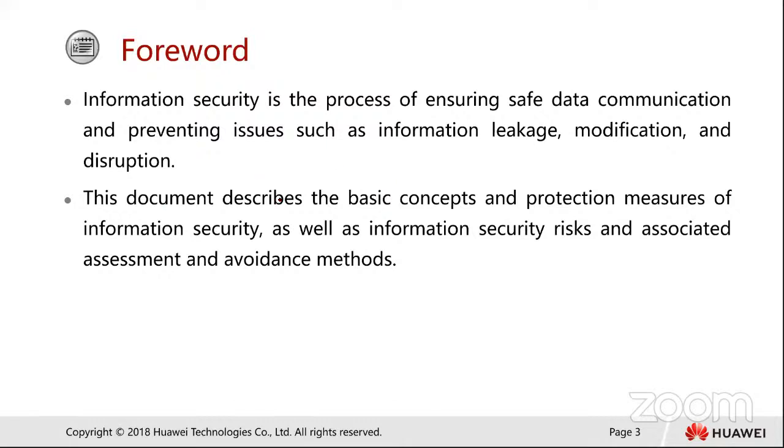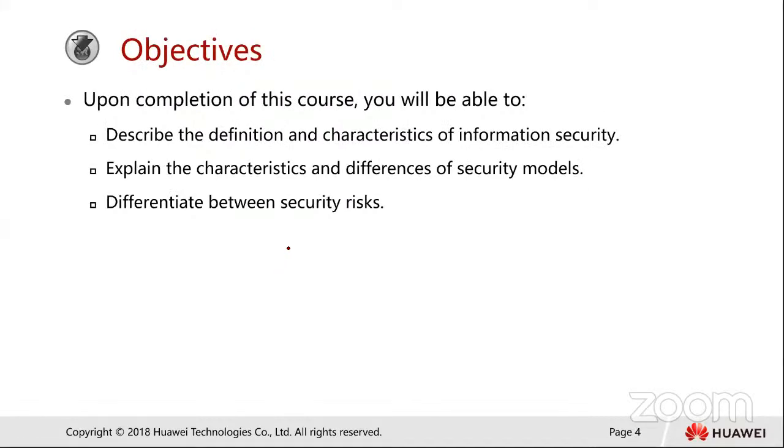So this document describes the basic concepts and protection measures of information security, as well as information security risks and associated assessments and avoidance methods. So moving forward, upon completion of this course, you'll be able to describe the definition and characteristics of information security. You'll be able to explain the characteristics and differences of information security models, and also differentiate between security risks and try to say, what are security risks? What are the different security models? And what are the characteristics of information security anyway?